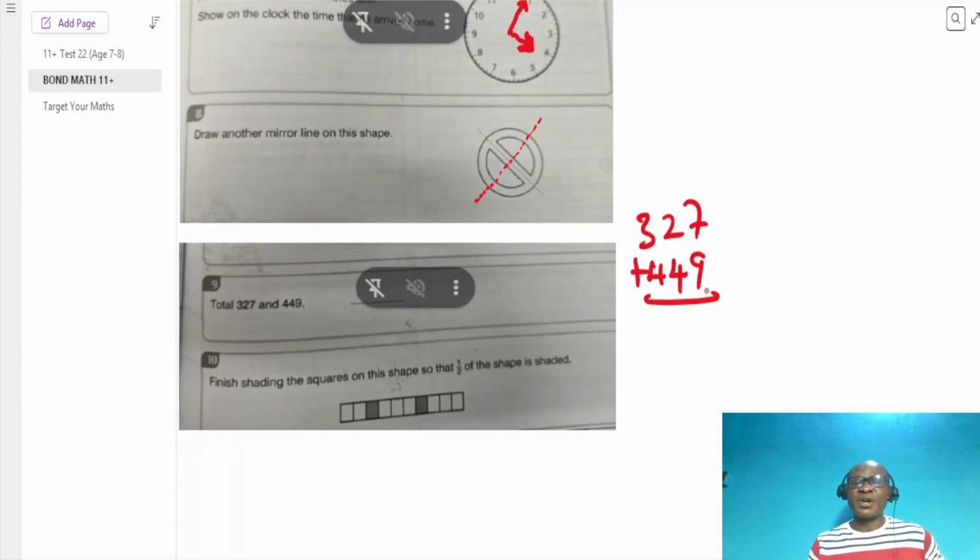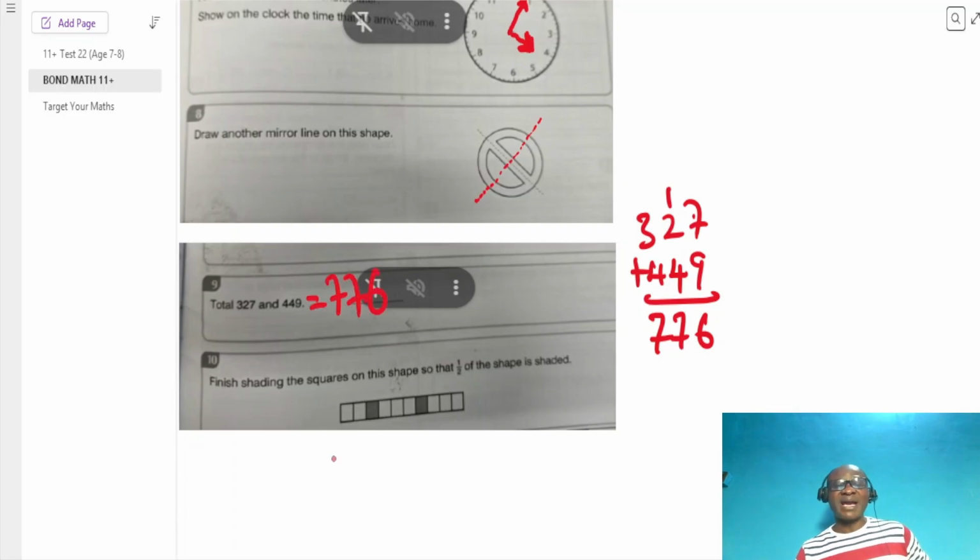When I add, I'm going to get 7 plus 9, which will give me 16. Move 1 to the next. 1 plus 2 plus 4 will give us 7. Then you add 3 and 4. You get another 7. So our total answer now is 776. Make sense? Yeah, makes sense.